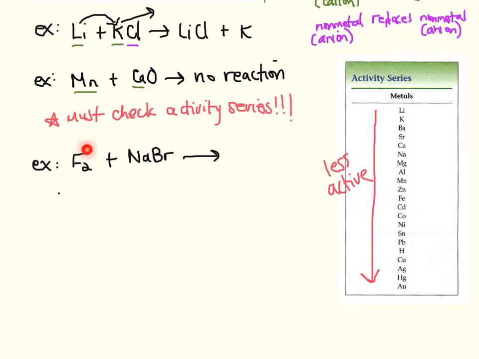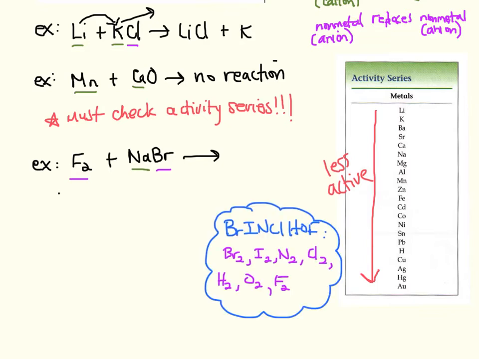So what if our single element is a nonmetal as opposed to a metal? Well, that single element isn't going to want to replace the metal in the compound. It's going to want to replace the nonmetal. Don't forget, by the way, fluorine is a Brinkelhoff element. So remember the Brinkelhoff nonmetals are those that need to be diatomic as opposed to single atom elements. So you'll notice that these are metals on our activity series, not nonmetals. And since this fluorine is a nonmetal and so is bromine, we need a nonmetal activity series.